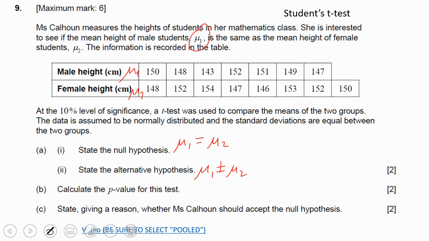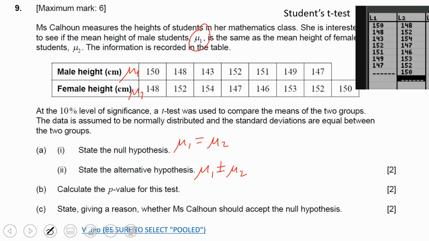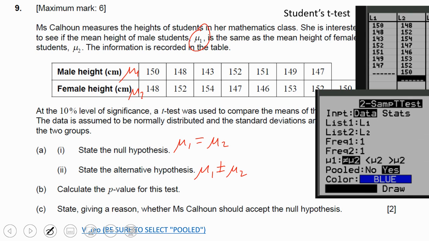Calculate the p-value for the test. Put these each in a list. They don't have to be the same length. Go to 2 sample t-tests on your stat tests. Make sure you select data. Have your 2 correct lists. Then you got to decide on the alternative hypothesis. On this one, they're just asking you to see if they're different. Make sure you have pooled selected as yes. Hit calculate.